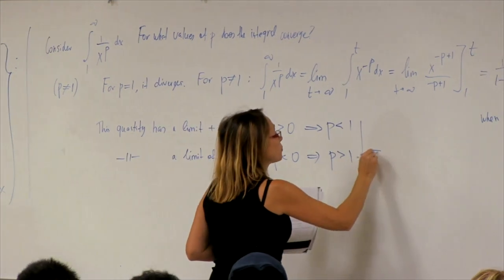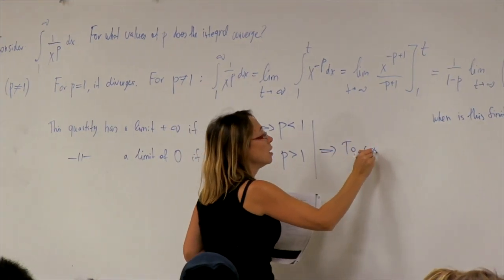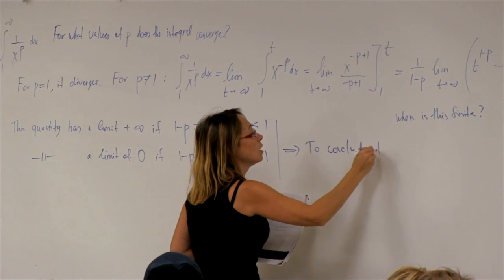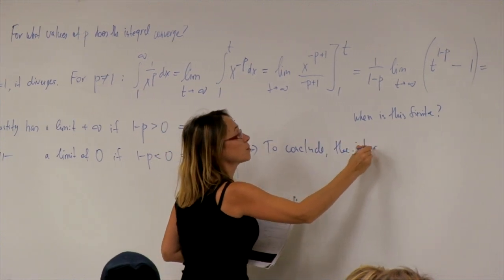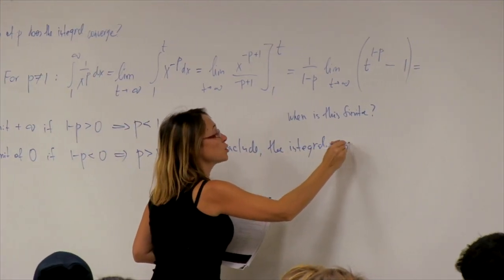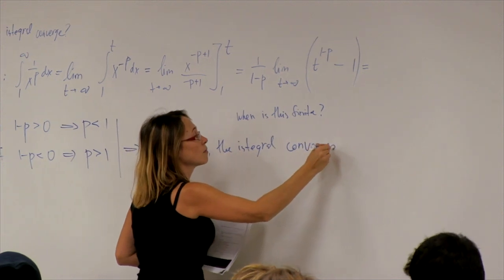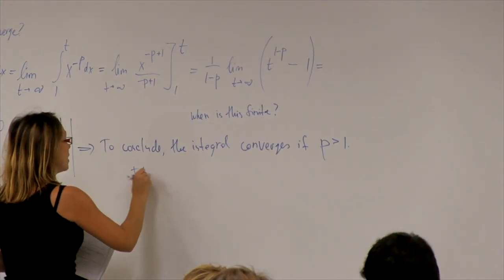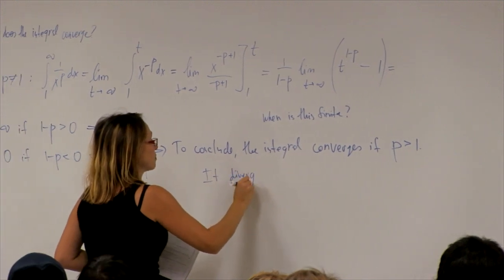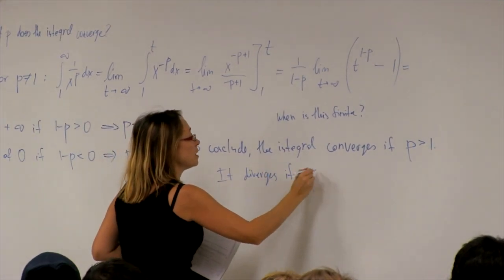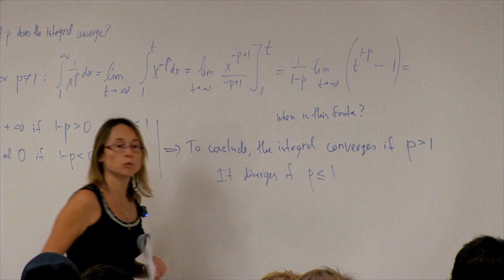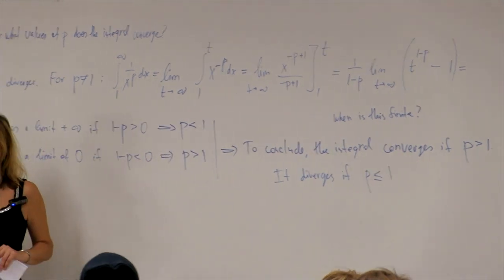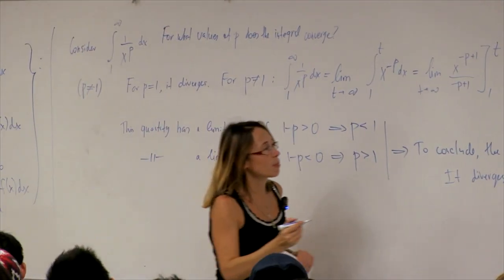So to conclude, the integral converges if p is greater than 1, and it diverges if p is less than 1 or equal. We know the equality case from before.